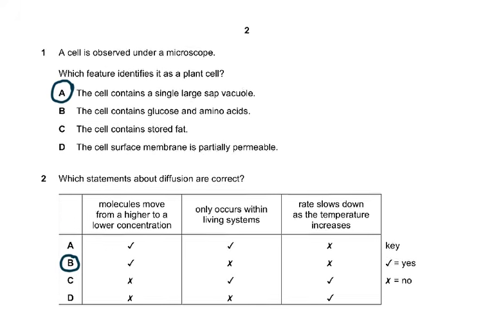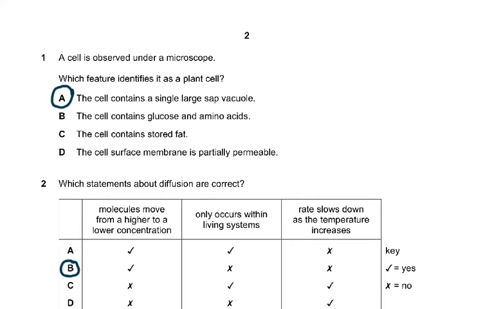If you look at the first question, it says a cell is observed under a microscope. Which feature identifies it as a plant cell? What is the thing that you see which says, okay, fine, this is it? Now, the cell contains glucose and amino acids. You know that animal cells also have glucose and amino acids. The cell contains stored fat, which could be present even in an animal cell.